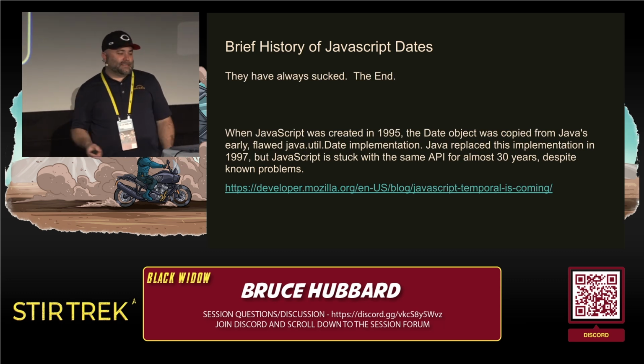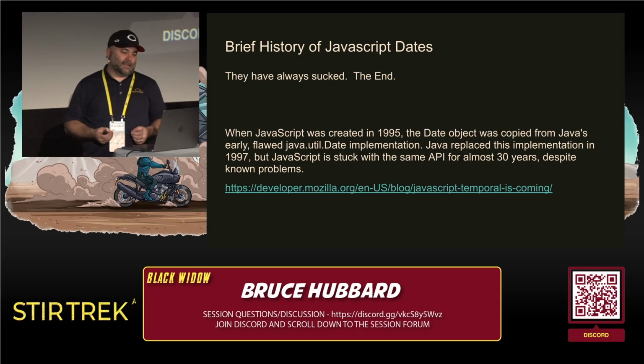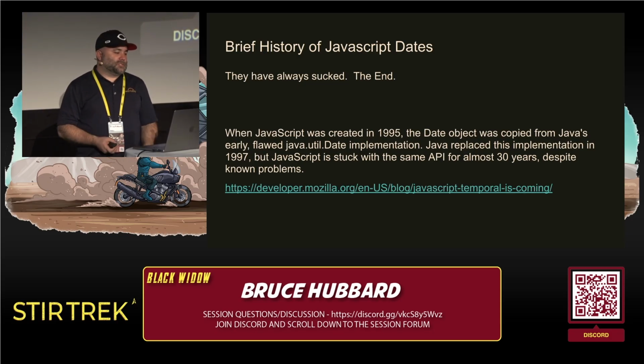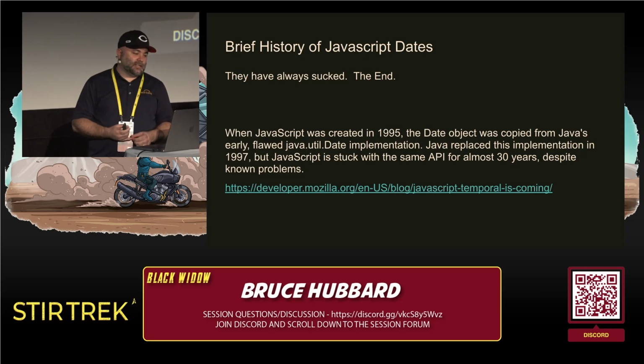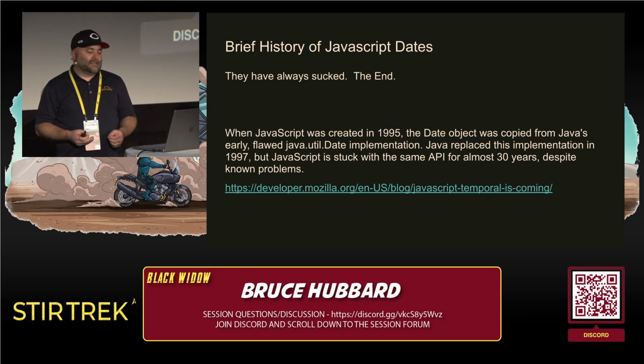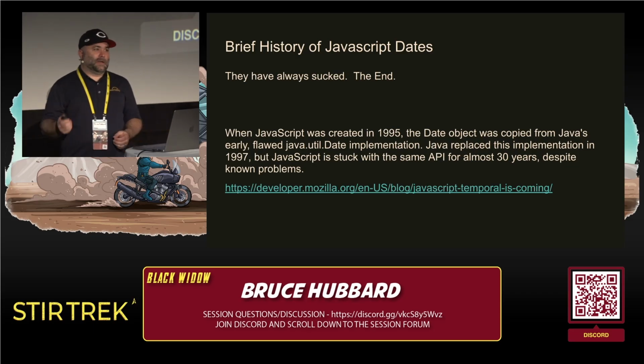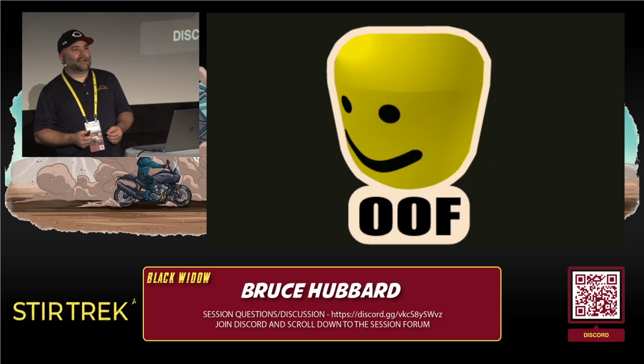So I pulled this quote from MDN. It says, when JavaScript was created in 1995, the Date object was copied from Java's early flawed java.util.Date implementation. Java replaced this implementation in 1997, so 2 years later, but JavaScript is stuck with the same API for almost 30 years, despite known problems. What my kids would say to that is, oof.